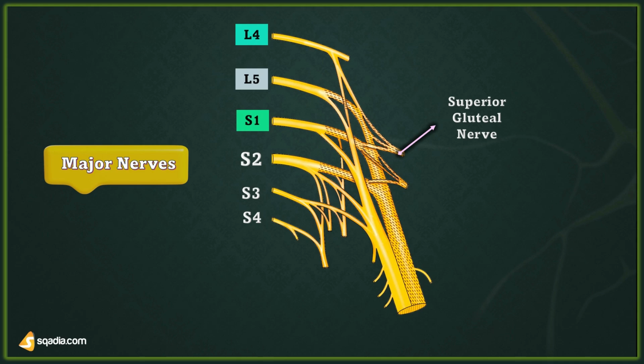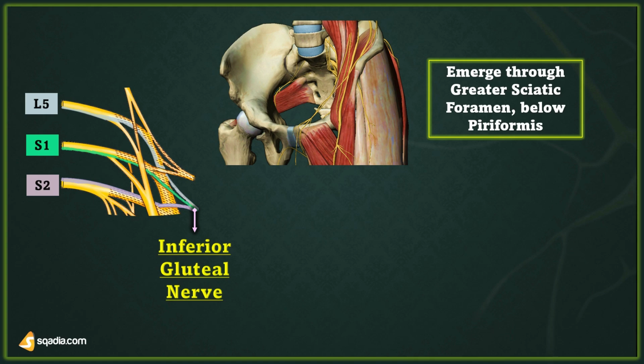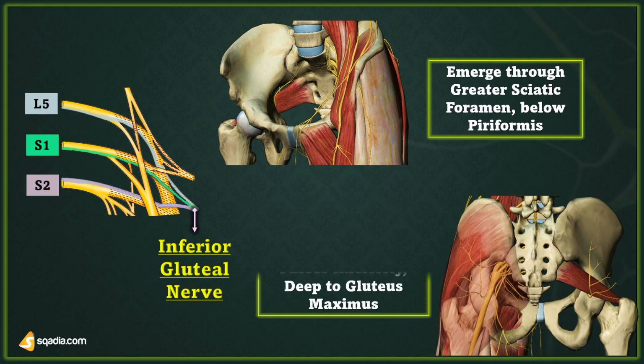Just below it is another nerve called the inferior gluteal nerve. The inferior gluteal nerve arises from the ventral rami of L5, S1, and S2 spinal nerves. It is responsible for innervating certain muscles in the gluteal region, particularly the gluteus maximus muscle. After its origin, the inferior gluteal nerve emerges through the greater sciatic foramen below the piriformis muscle. It then passes inferiorly and deep to the gluteus maximus. Its branches innervate the gluteus maximus muscle.